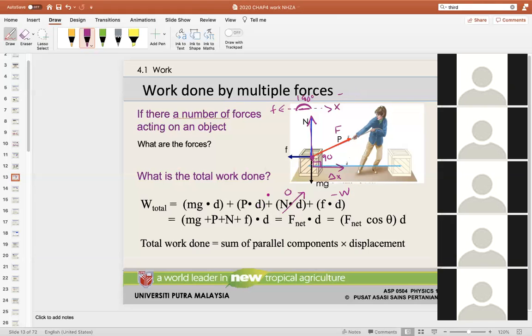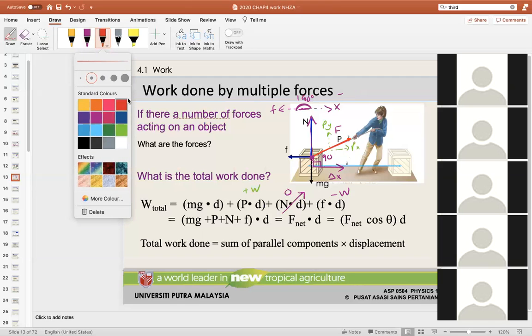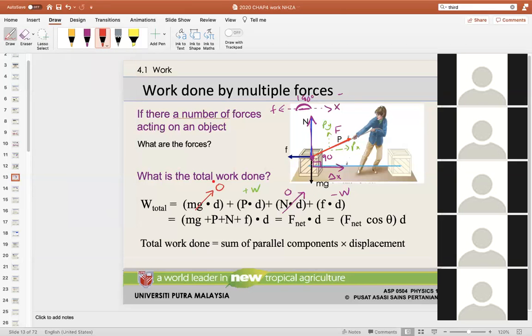Okay, pulling force. Remember to resolve. So your P will have your PY over here, PX over here. Yes, it's positive work done. Good. And then our last one, MG. MG is perpendicular to displacement. So this guy is 0.